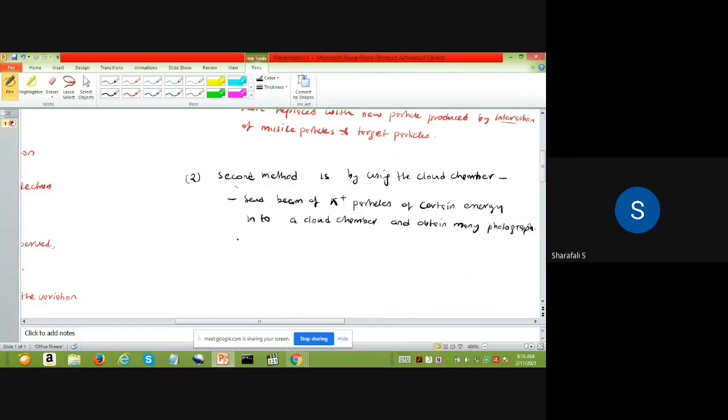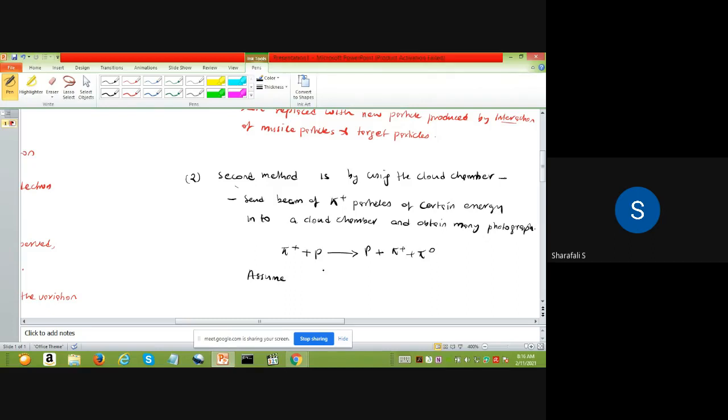So let's consider the reaction, pi plus another reaction. So pi plus interacting with the proton, that will give proton plus pi plus pi 0. This particular interaction.